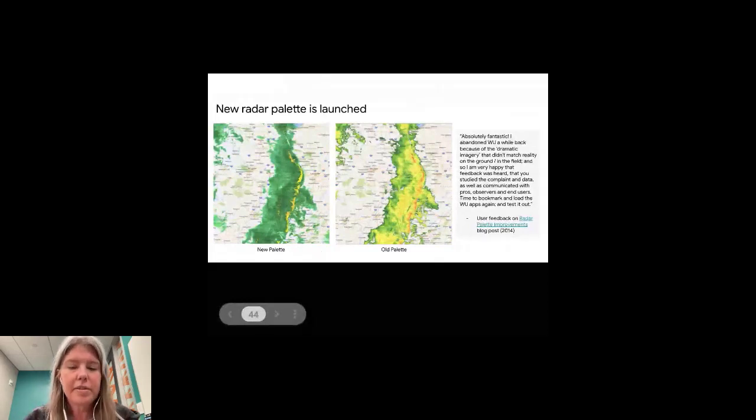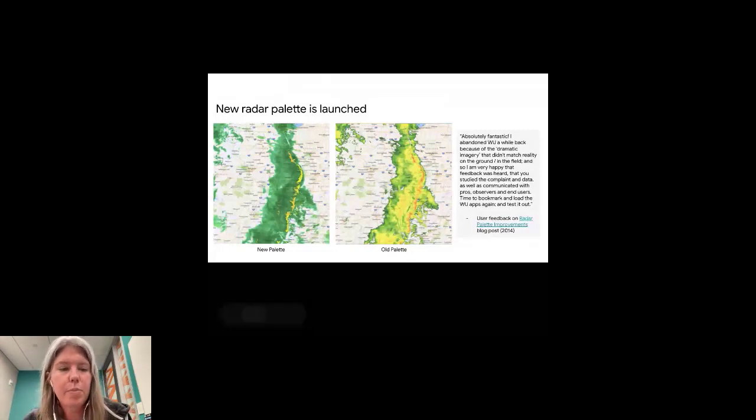Essentially, our color palettes in this scenario are the explanation for the forecast and the radar. And going through this process, we were able to tweak what that looked like so that people walked away with more accurate understandings of what that weather was like.